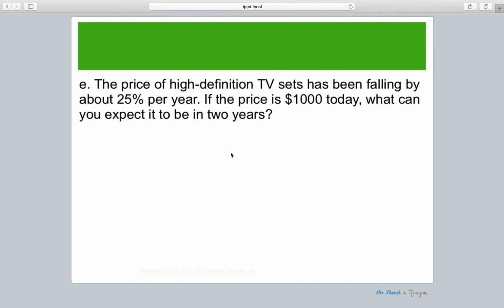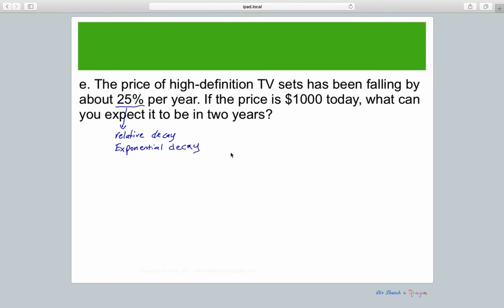All right, the price of a high-definition TV set has been falling by 25% per year. If the price is $1,000 today, what could you expect it to be in 2 years? So here, they're giving us its relative decay over a unit of time. So we're going to call this exponential decay.